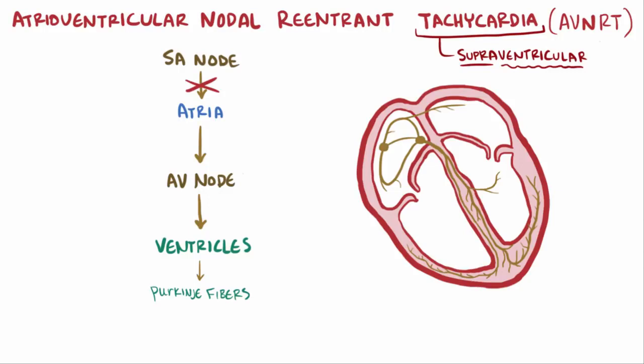Another type of reentrant circuit, though, is atrioventricular nodal reentrant tachycardia, or AVNRT. AVNRT, just like AVRT, is a type of supraventricular tachycardia, but with AVNRT, it's in or near the AV node, which, just like before, contracts the ventricle and the atria every time it goes around.